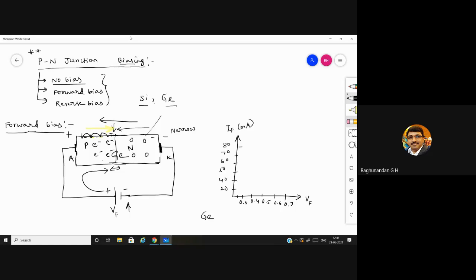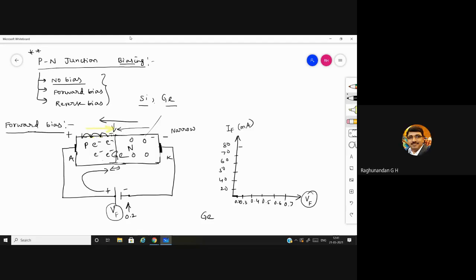And you know what is the voltage across the junction for a germanium? 0.3. Yeah, 0.3. So now assume that Vf, this voltage, I have kept at 0.2. So now what happens? Does the current flow through this? No, sir. It will be 0 only.